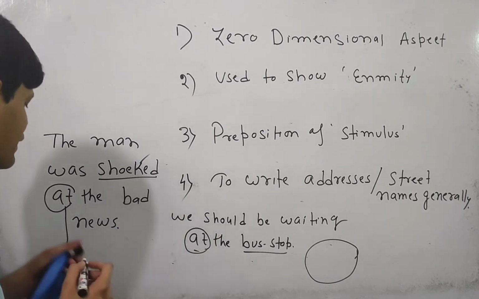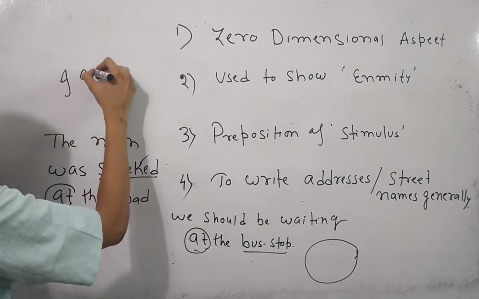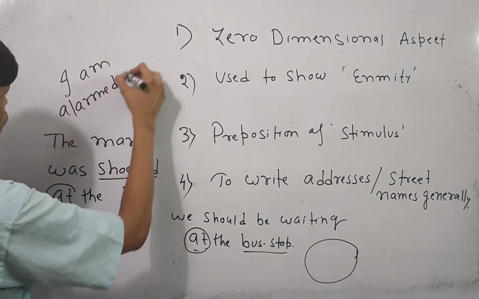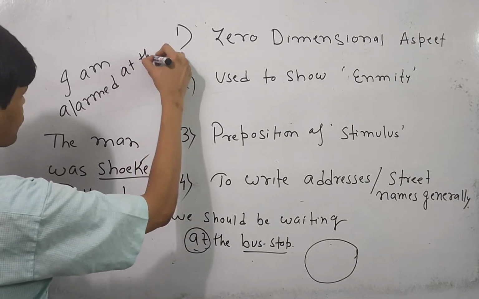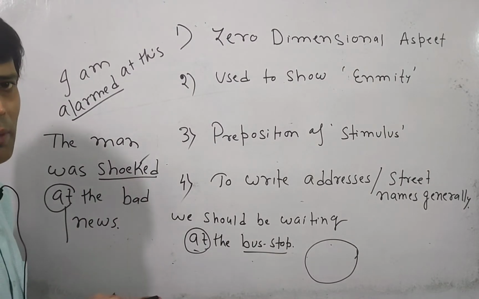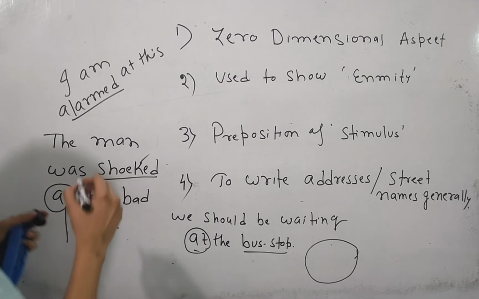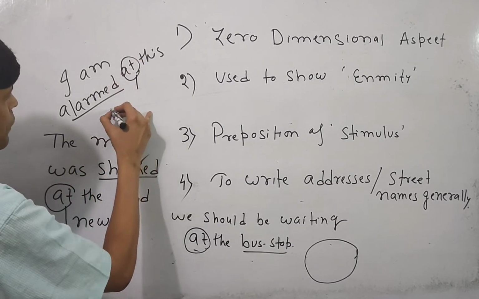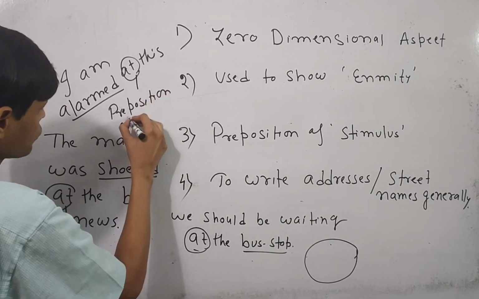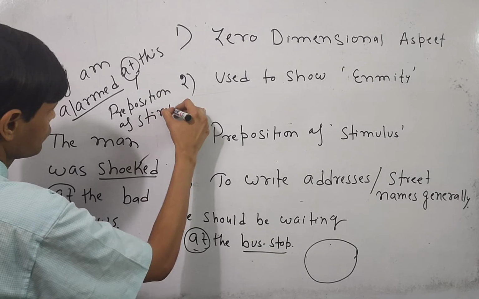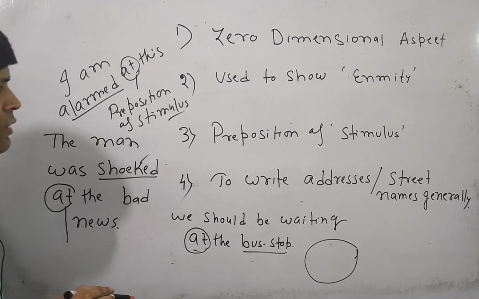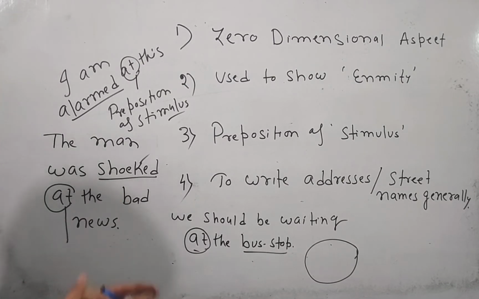For example, I can say, I am alarmed at this. Here alarmed, suppose alarm means I am greatly frightened. So here it is also functioning as preposition of stimuli. Prepositions of stimulus, not stimulus. Stimuli is the plural form, stimulus. Okay. So be careful about these uses. These uses are very important.